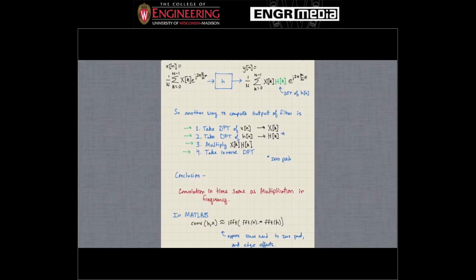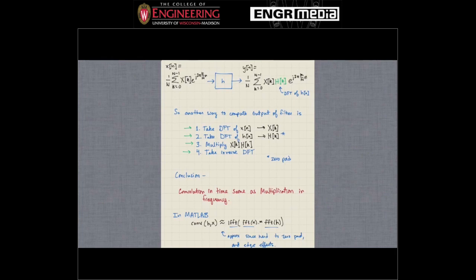Okay, so kind of a conclusion from this, and something you'd see with a little more rigor in further signal processing classes, is that convolution in time is the same as multiplication in frequency, okay? And one thing we can do to see this concretely is if we take the convolution of two sequences in MATLAB, h and x, then roughly speaking that's the same as if you were to take the FFT of x, multiply it by the FFT of h, and then take the IFFT of the whole thing, okay?